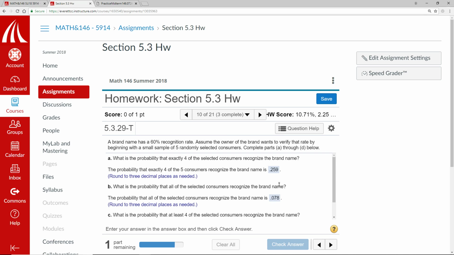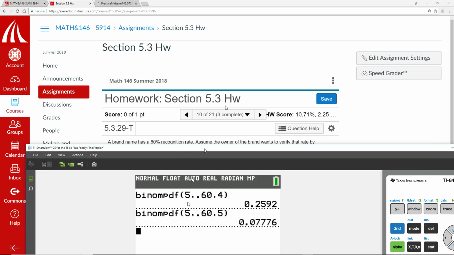I will also show you later on, we'll do a problem where we didn't have these two, the probability of exactly 4 and the probability of exactly 5, and it says what is the probability that at least 4 of the selected consumers recognize the brand name. But since it's at least 4, meaning 4 or more, and it only goes up to 5, we can do this. So I'm going to add these two numbers together and then just put my answer down.